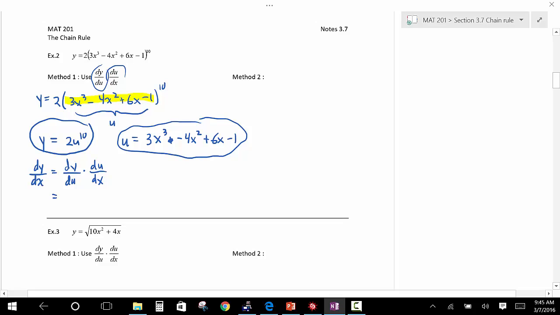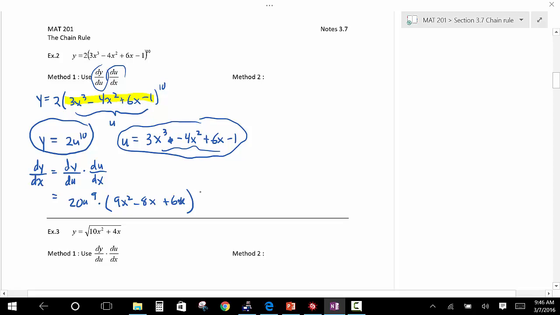All right, so what is the derivative of 2u to the 10th? 20u to the 9th, right? Okay, that's done. What is the derivative of this stuff right here? 9x squared minus 8x plus 6. Oh, 6, not 6x. 6. I know that. Okay. All right.